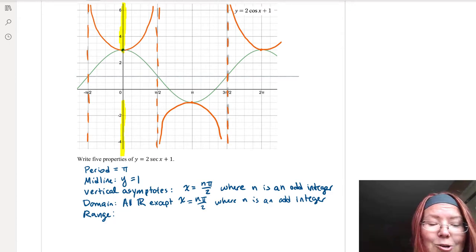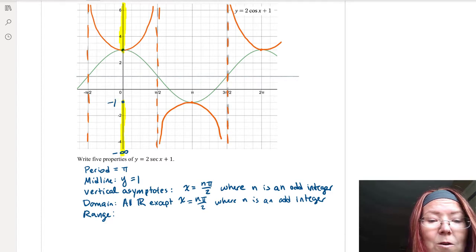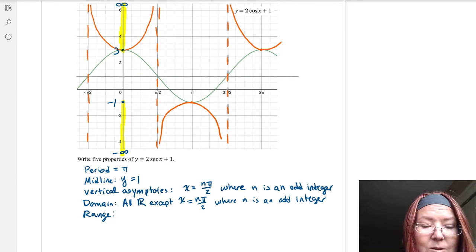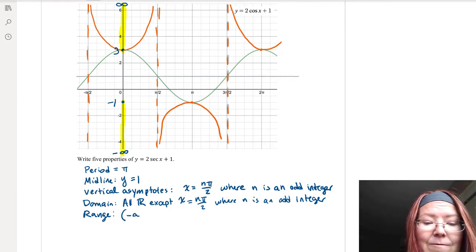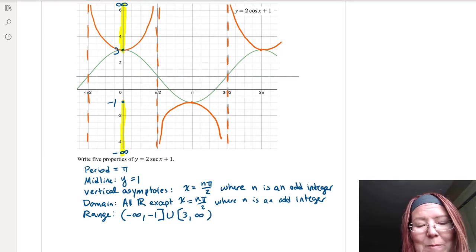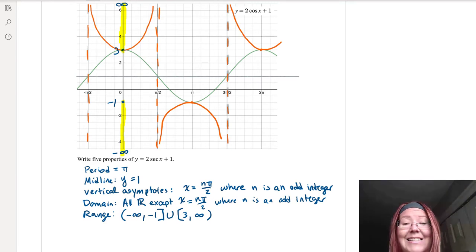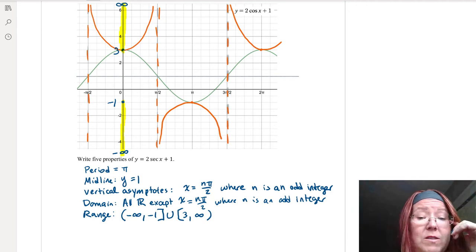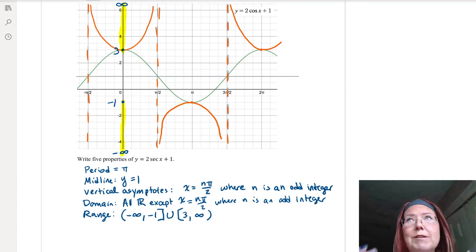So when I think about that in terms of how I write it in an interval, I'm going from negative infinity to negative 1, jumping up between 3 and positive infinity. That's left parenthesis, negative infinity, comma, negative 1, right bracket, union, left bracket, 3, comma, infinity, right parenthesis. So it's basically all real numbers except between negative 1 and 3. But those endpoints are okay in the range because we do come all the way down to those values and all the way up to those values in our reciprocal function graphs.